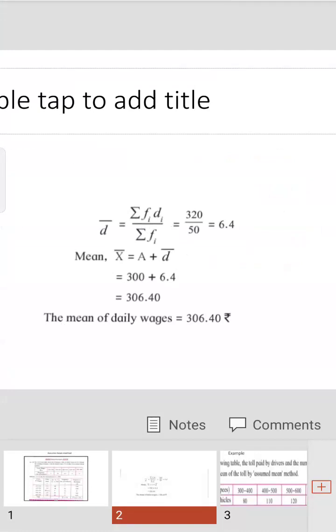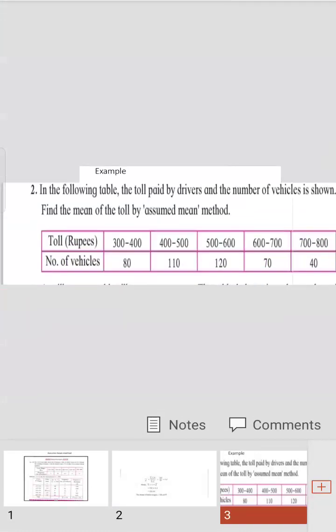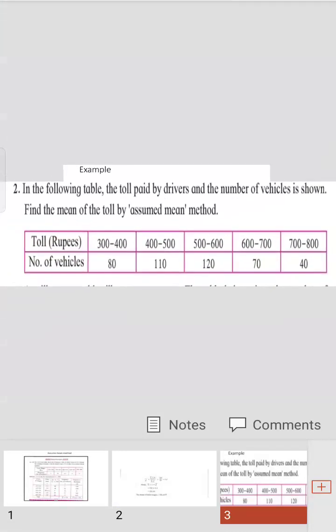We solved the above example. Using the above example, we solve another example to find the mean by the assumed mean method. Here another example is given. In the following table, the toll paid by drivers and the number of vehicles is shown. Find the mean of the toll by the assumed mean method.